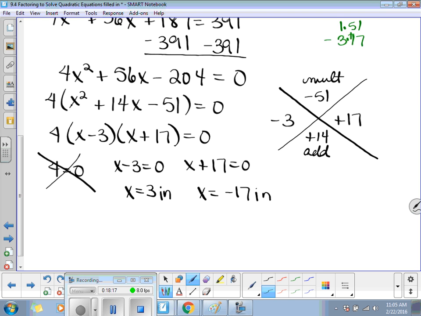Which one of these does not make sense? Very good. Why does that not make sense? Because you cannot have negative inches. Is everybody clear? All right.